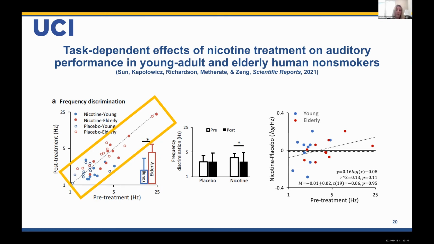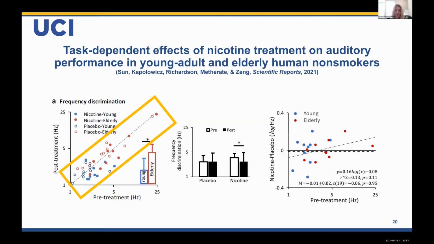Now, when we compare pre-treatment relative to the post-treatment, that's what I'm showing you here. These are individual data points. And again, just like what I just showed, red will always be in these figures representative of the elderly listeners, and blue will be representative of the young listeners. The same listeners were given both placebo and nicotine on different days, so we could compare their performance. The solid dots here represent when they were given nicotine, and the open circles represent when they were given the placebo treatment.